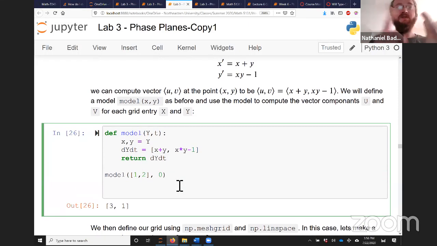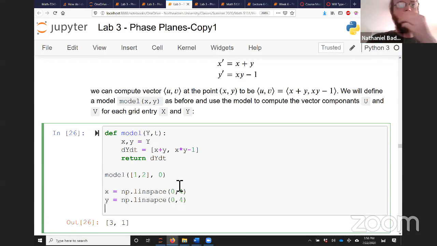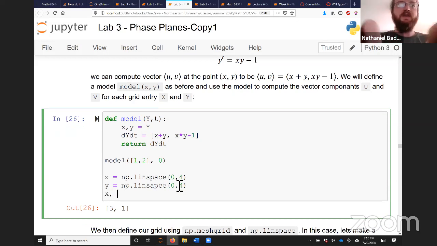So let's generate our x and y values. Let's say that we want x to be between, I don't know, 0 and 4, and y to be between 0 and 4 as well. Okay, then I'll use capital X and capital Y for our meshgrid.